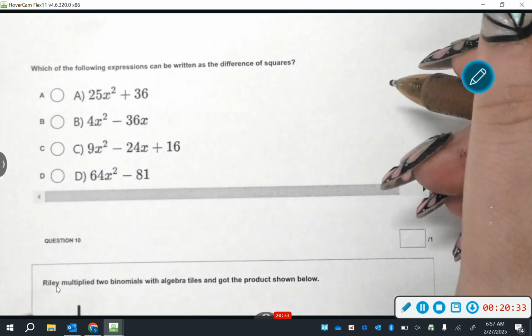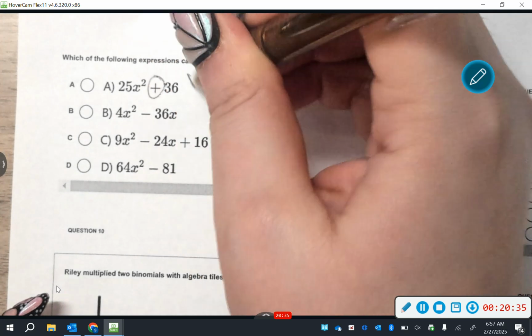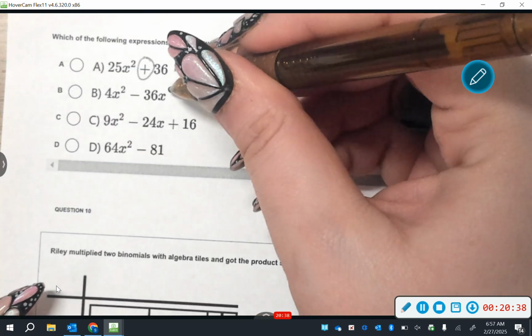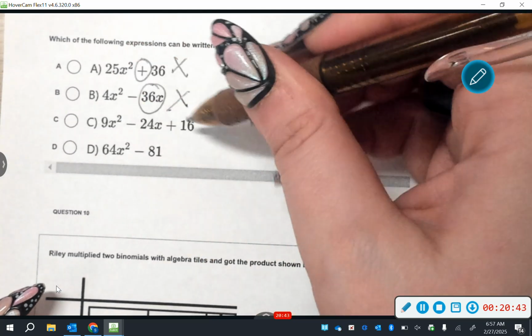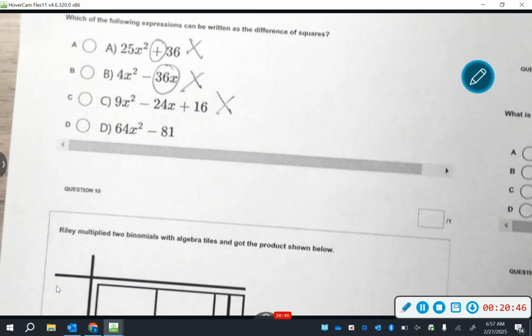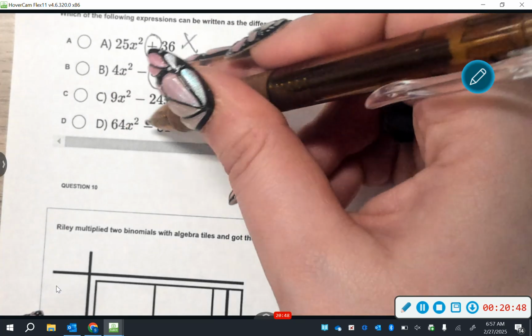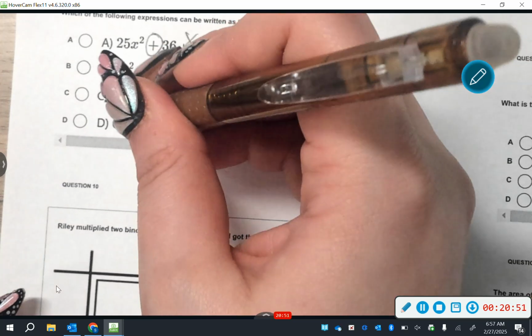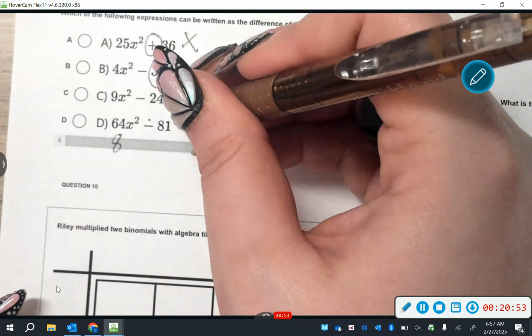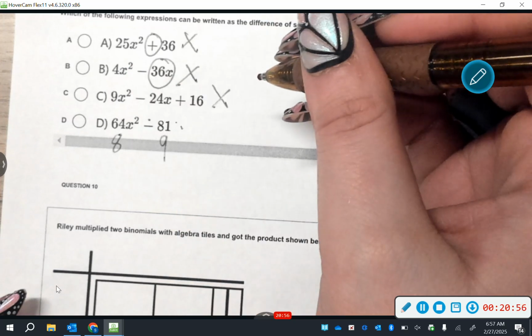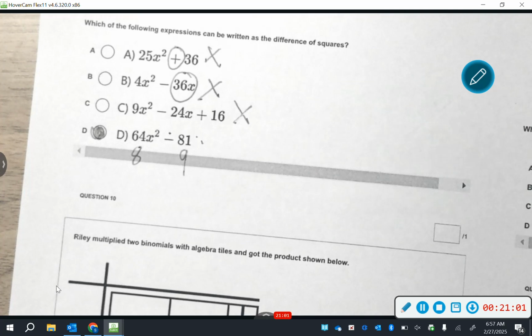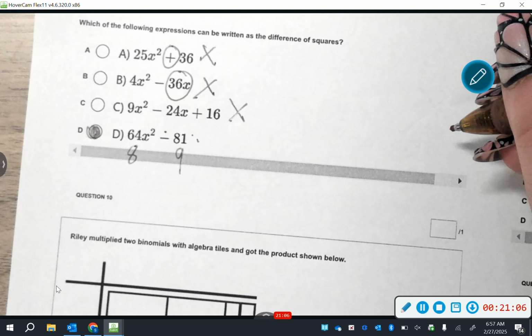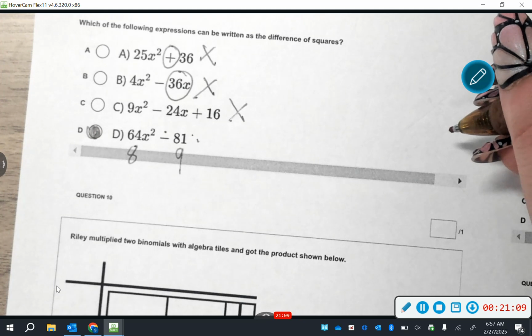Which one is a difference of squares? This is not a difference of squares. This is adding. Check this one. This is not a difference of squares. It has an x term. This is not a difference of squares. It has 3 parts. This is a difference of squares because it's 2 parts. It's subtracting. 64 is a perfect square. That's 8 times 8. 81 is a perfect square. That's 9 times 9. Our answer is D. Right? Yeah.